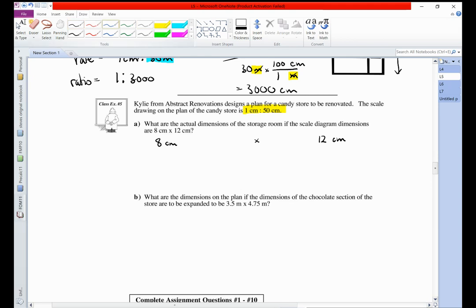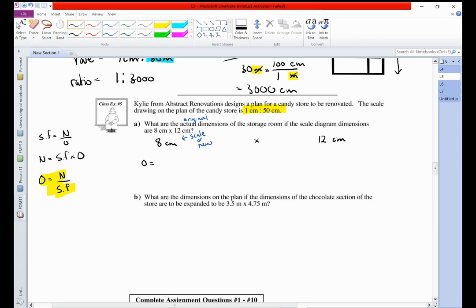So what these represent are the scale or the new. And what we're trying to find are the actual dimensions or the original. So if we're trying to find original, we know our formulas are scale factor is new over original, new is scale factor multiplied by original, and original is new over the scale factor. So we're looking for the original. We are going to use this formula right here.